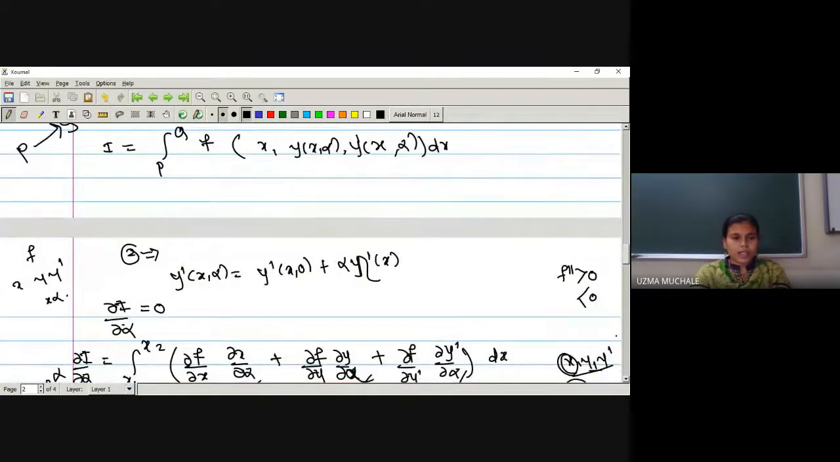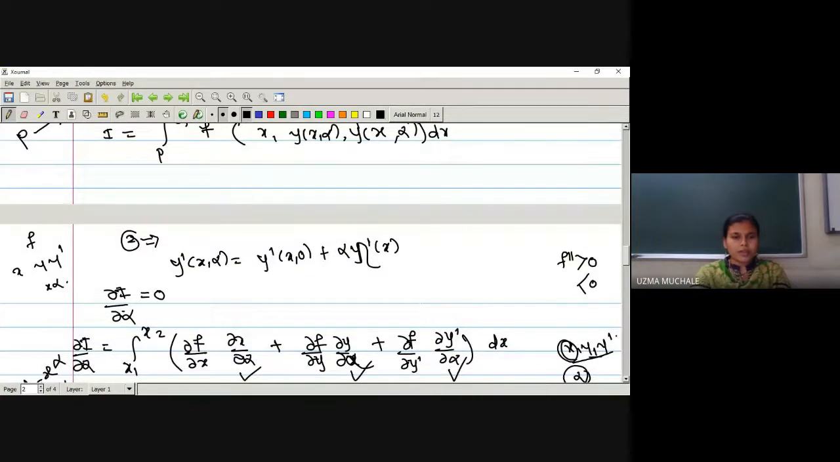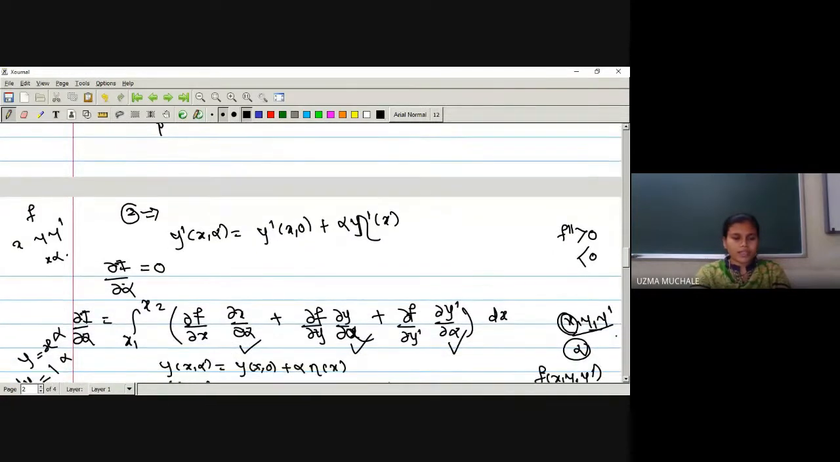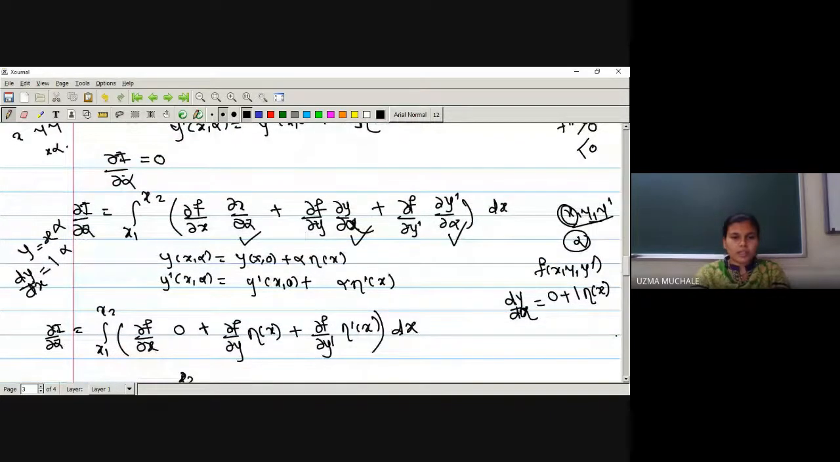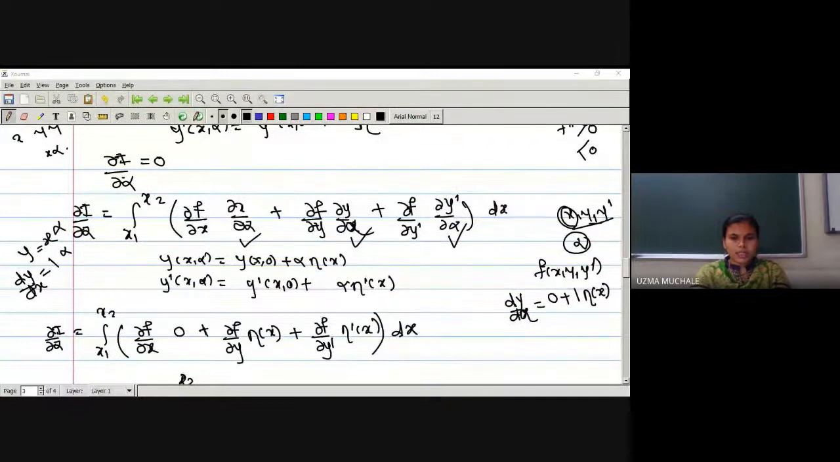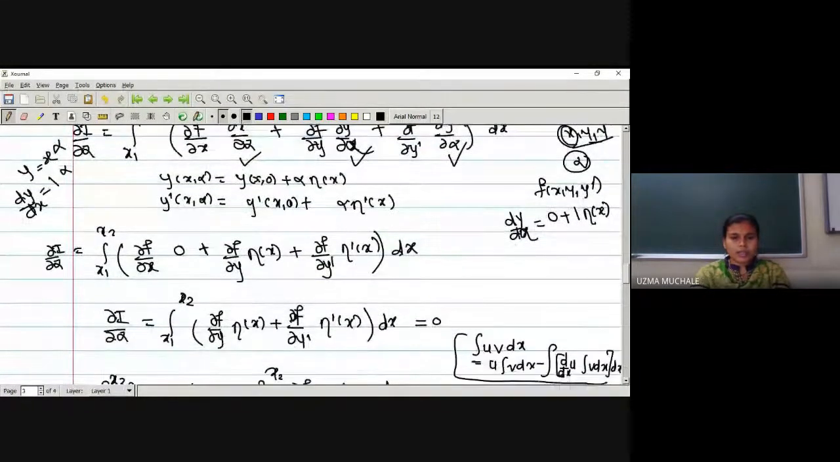And then what is the condition? We have to find the extremum. To find the extremum, first we have to find the first derivative and keep it equal to 0. If the first derivative is equal to 0, then only we can find the value of the extremum.